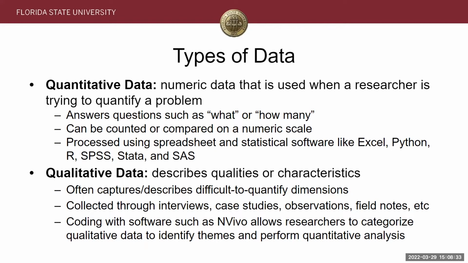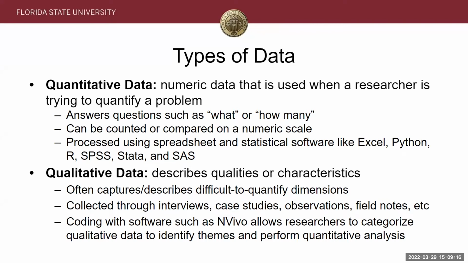Quantitative data is numeric data that is used when a researcher is trying to quantify some sort of problem. So if you're trying to answer questions such as how many of something, it's often counted or compared on some sort of scale. You often have a minimum, a maximum, some sort of scale that you're measuring with. It's processed oftentimes using spreadsheet and statistical software. Some examples include Microsoft Excel, Python, R, along with many others.